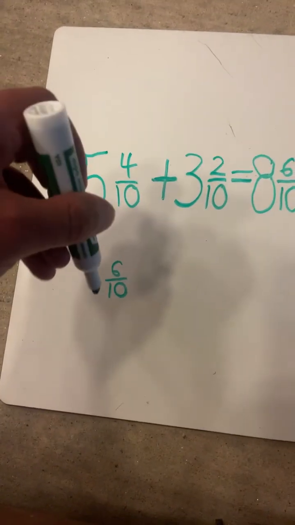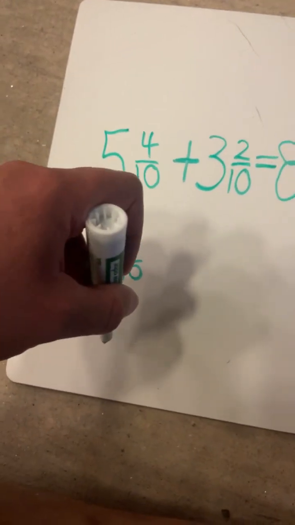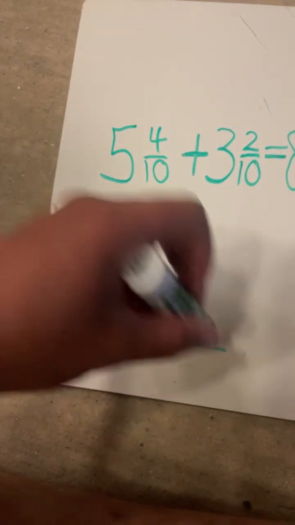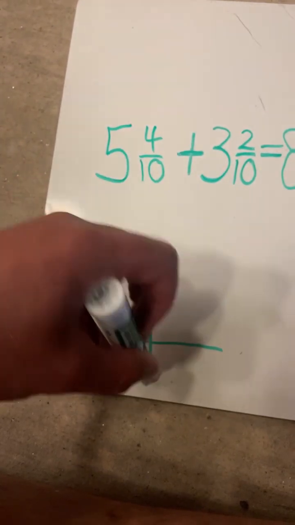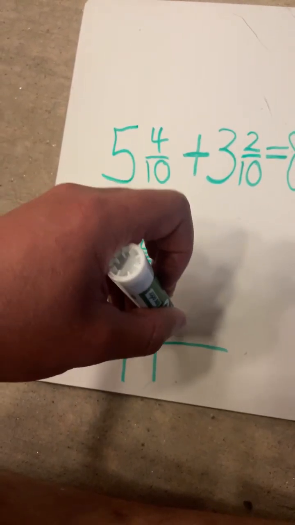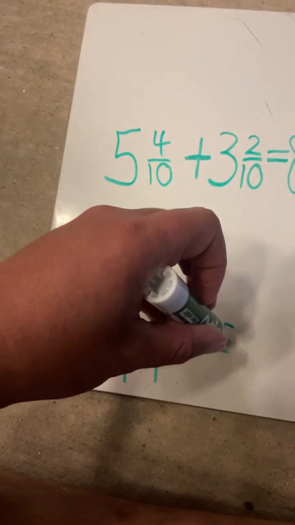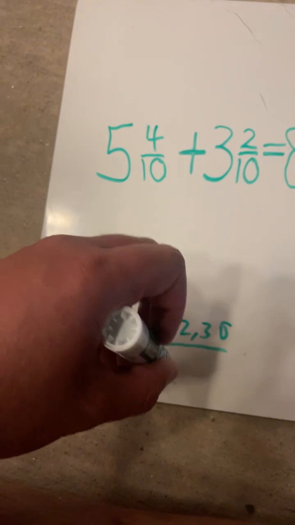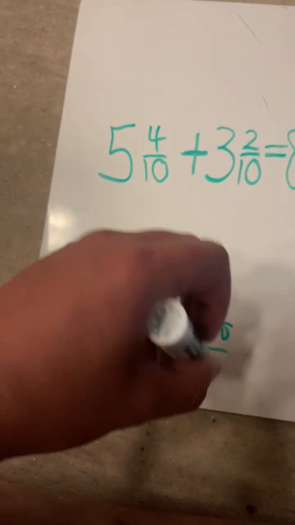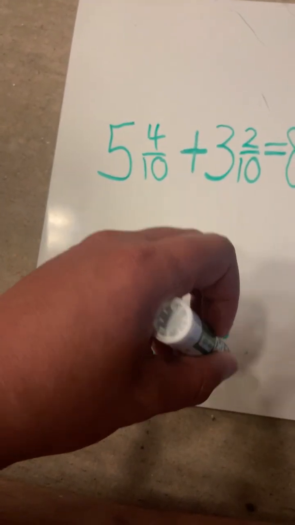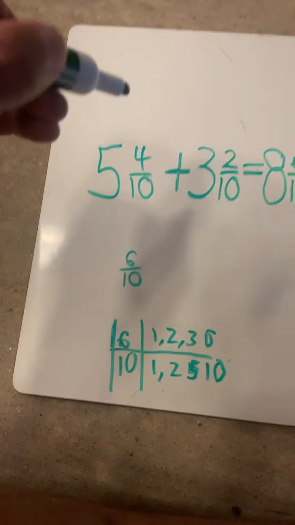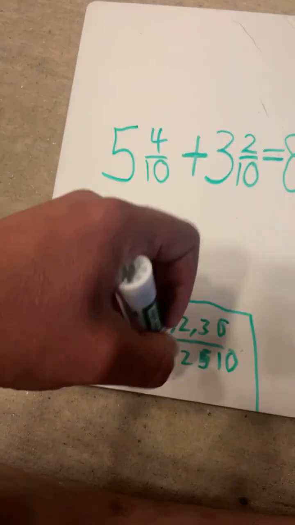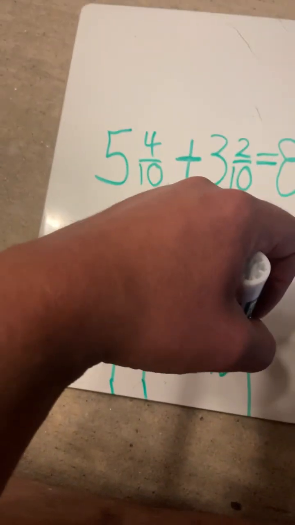So we need the greatest common factor between our numerator and denominator. So the common factors of 6 are 1, 2, 3, and 6. The common factors of 10 are 1, 2, 5, and 10. So I have my chart with all the factors in here.